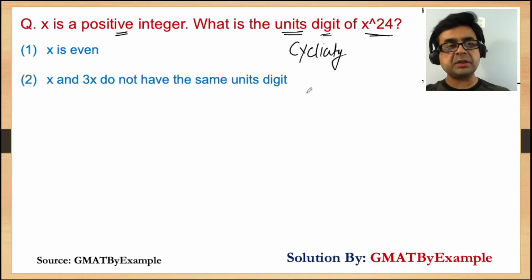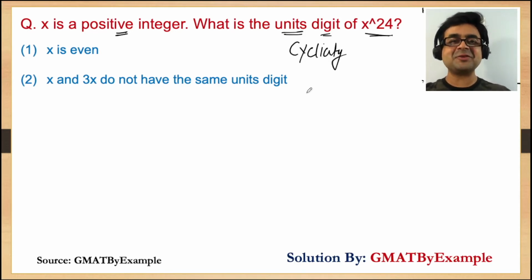Now, here are the important points of this question. The question asks what is the units digit of x to the power of 24, and the only information given about x is that it's a positive integer. Couple of things for the data to be sufficient. One, it has to be a unique value. The units digit has to be a unique value, and as long as we know that the units digit is a unique value, it doesn't matter what the value of x is.